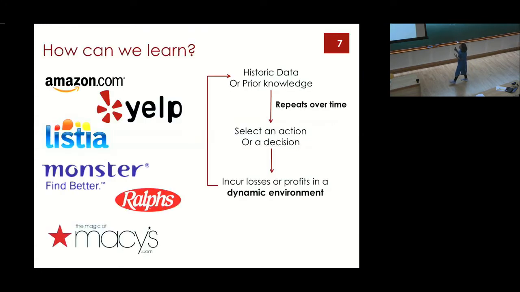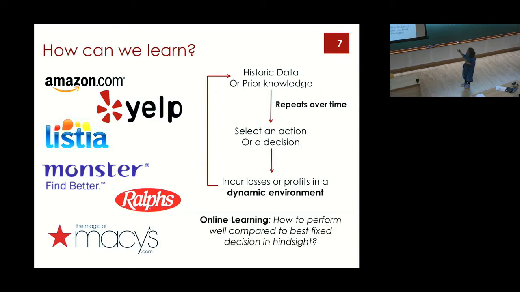This brings us to the problem of online learning, which typically starts with some historical data or some prior knowledge that we have. We take an action or select a decision, show some items to our customers, and then we observe some losses or profits. They may not be in the typical business sense, but we observe some ramifications of our decisions, and we go back and update our action. This process continues over time.